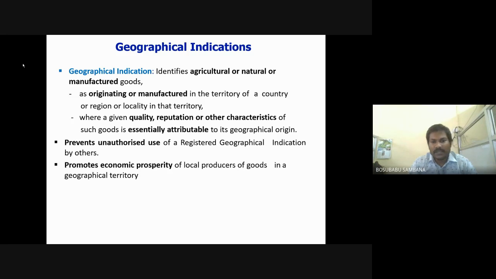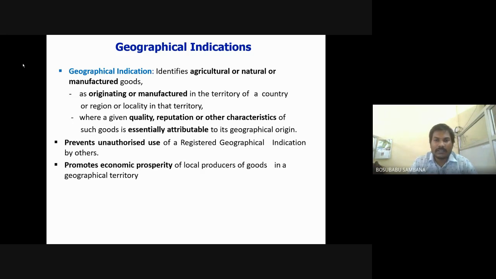And a prevention mechanism is also there, because unauthorized dummy products are also available in the market. Before purchasing handlooms, any trademark and geographical indication goods, go through proper verification. It is completely used for promoting economic prosperity, creating new opportunities in particular areas, and for geographical identification.